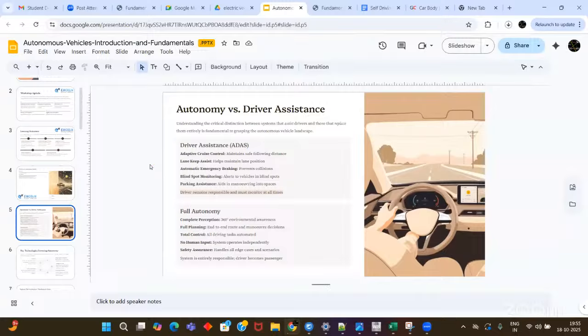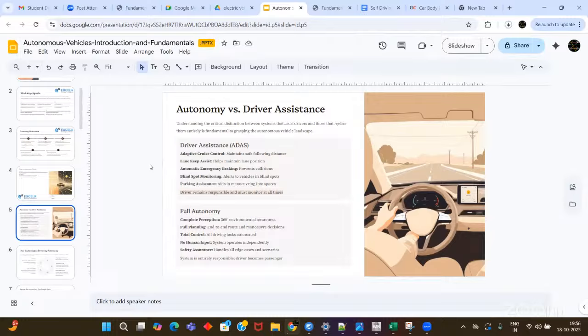It shouldn't happen that the driver becomes very relaxed and doesn't keep attention. He cannot be lethargic and he cannot be negligent about things. He has to keep an eye on everything that is happening around.